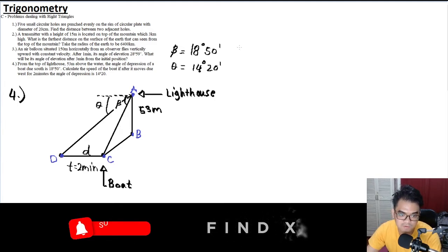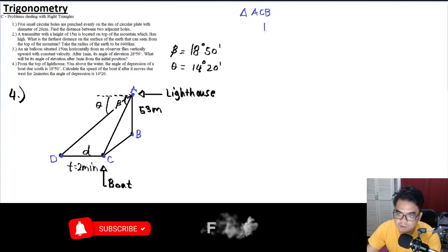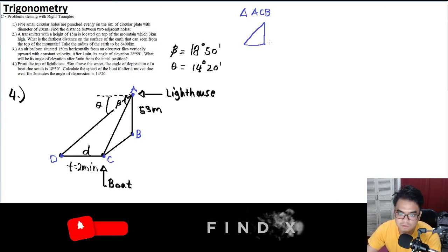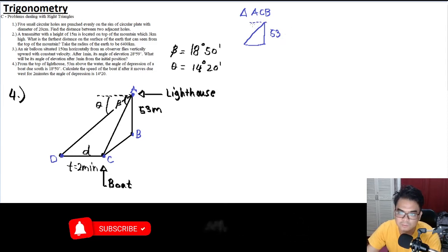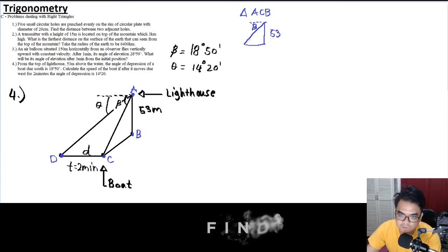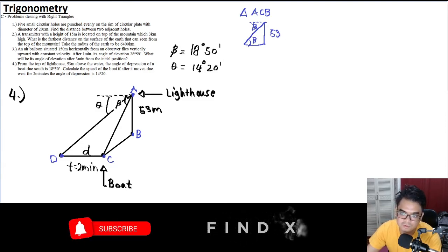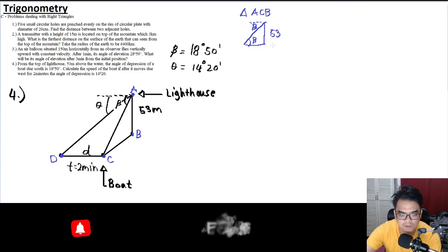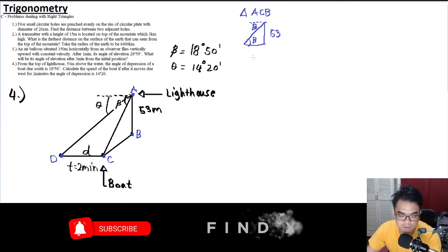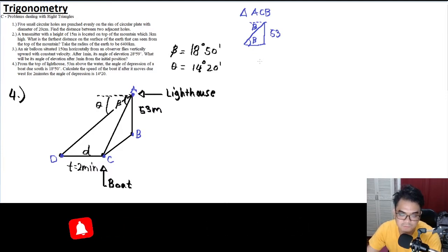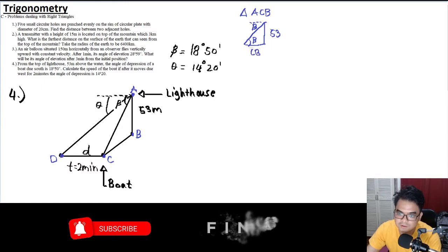from triangle ACB, you have something like this. This is 53. And then we have here an angle of depression of beta, and that beta also represents this one. This is also beta. Then we can find the line CB. This is line CB. If you find the line CB, that will become tangent.